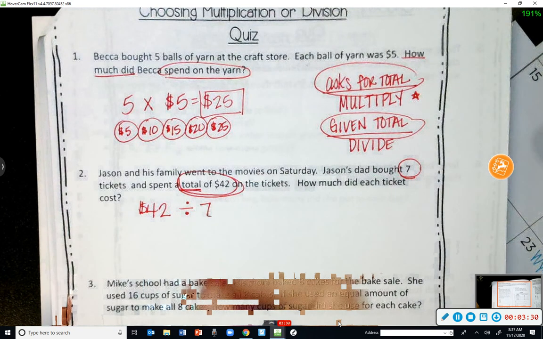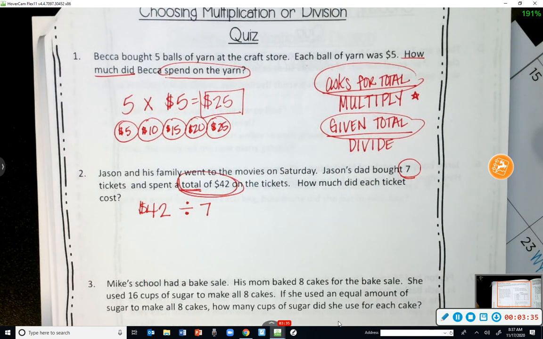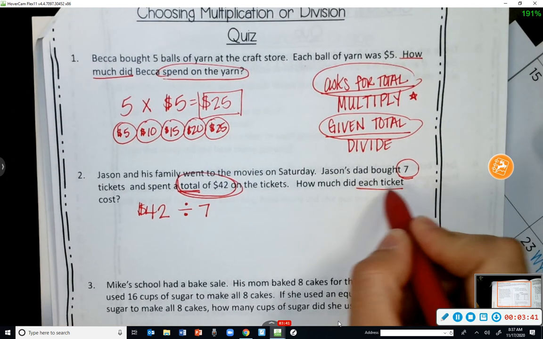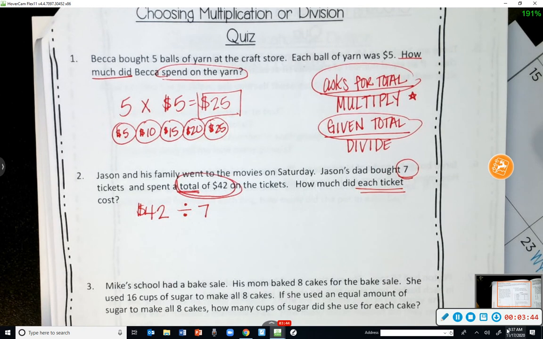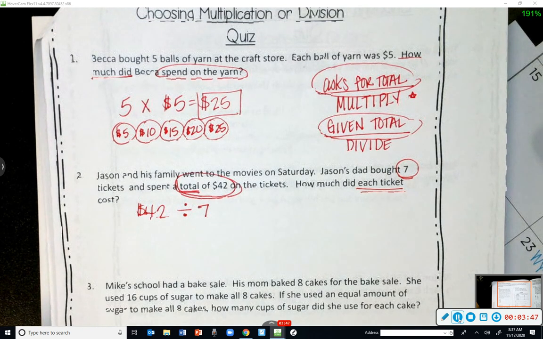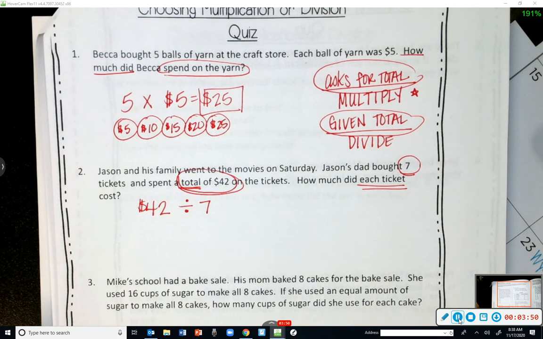Okay, now I'll pause right here and let you guys work that out. How can we find 42 divided by 7? How much he spent on each ticket? Okay, Brandon, what did you do to solve this? I put 5 circles and I put each dot in 5 circles. Why 5 circles?